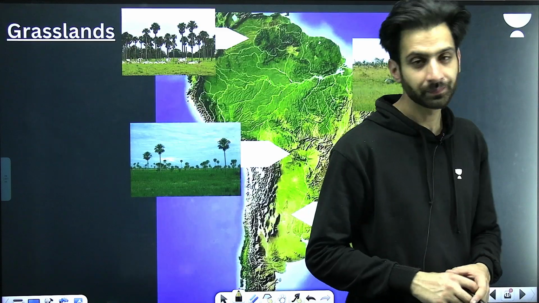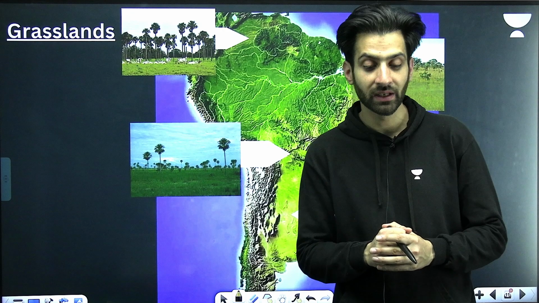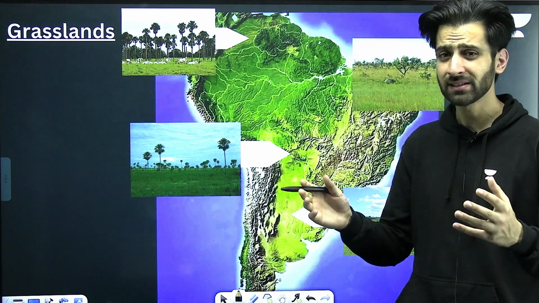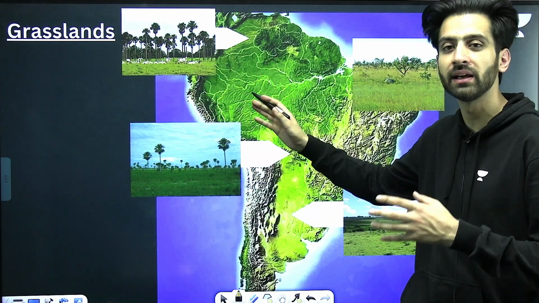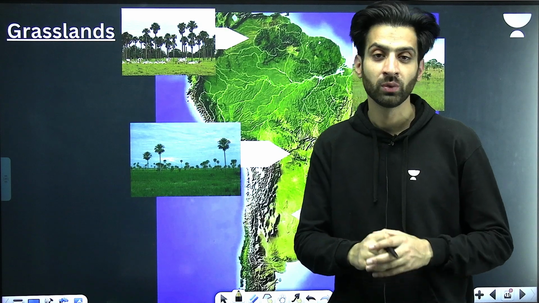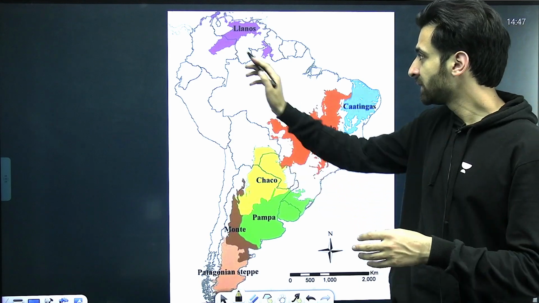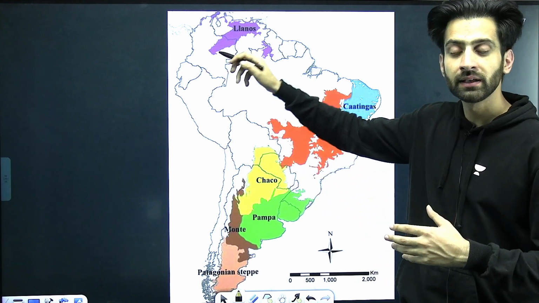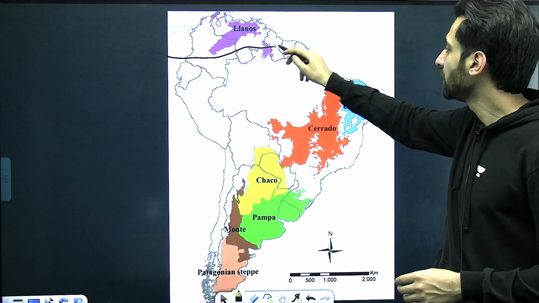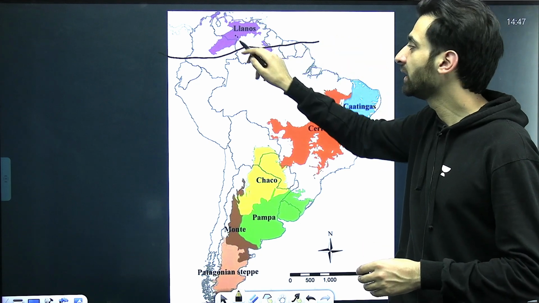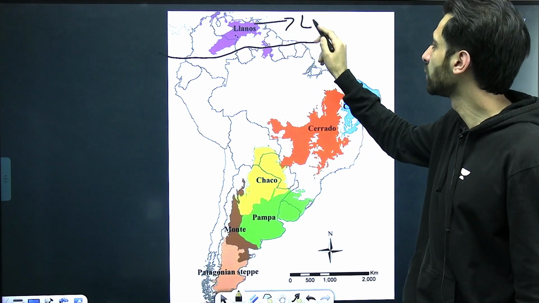Now, moving forward, we go to the grasslands. This is another physical feature that is very important. What are the grasslands? The grasslands contain grass, green lands. We have very important grasslands located in the South American continent. We'll be studying them one by one. Now, when you look at this map, first you will see a purple color in the northern part of the South American continent here. It is mostly located in Venezuela, and the name of the grassland is Llanos.